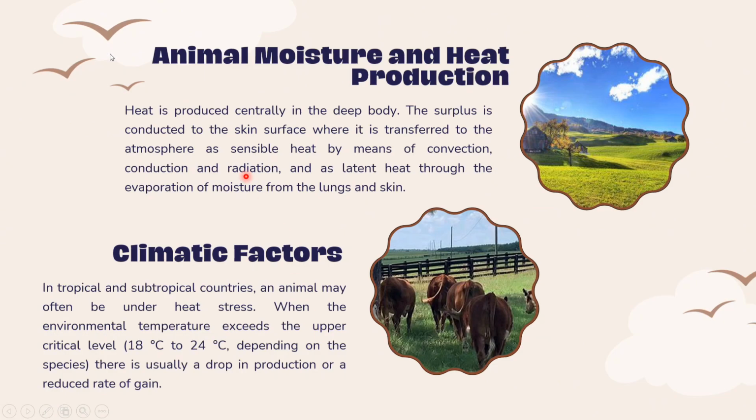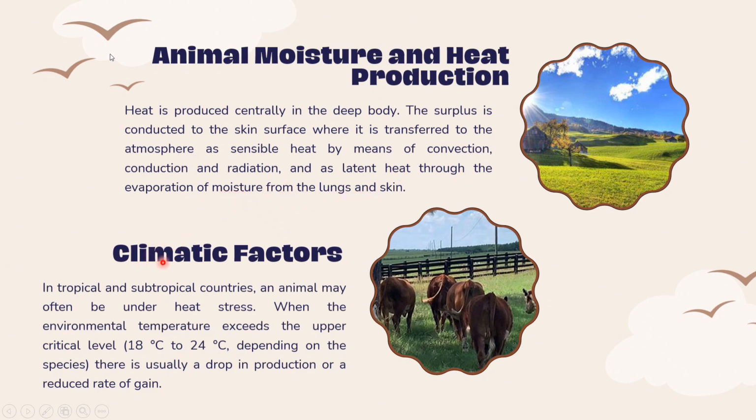Animal moisture and heat production. Heat is produced centrally in the deep body. The surplus is conducted to the skin surface where it is transferred to the atmosphere as sensible heat by means of convection, conduction, and radiation, and as latent heat through the evaporation of moisture from the lungs and skin.